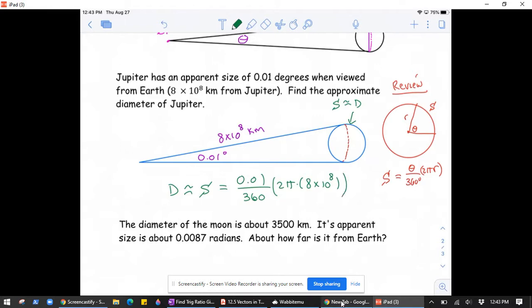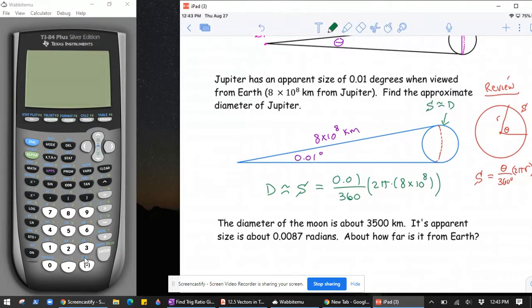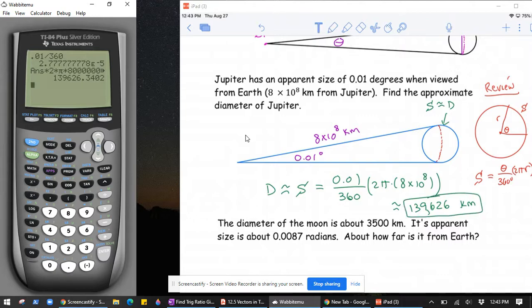Okay, so punching this into our calculator, we'll see what we get here. We punch in 0.01 divided by 360, enter, times 2 pi, times 8 times 10 to the 8th, and that gives us about 139,000. We'll round to the nearest kilometer: 139,626 kilometers. That's our estimate for the diameter of Jupiter.